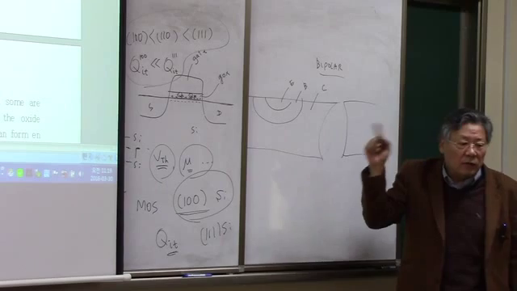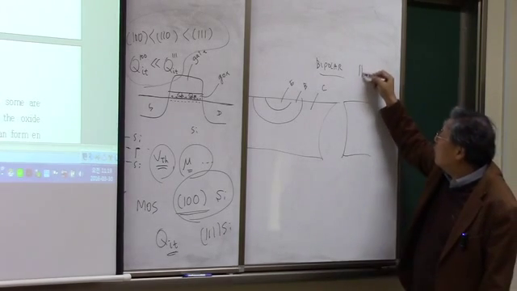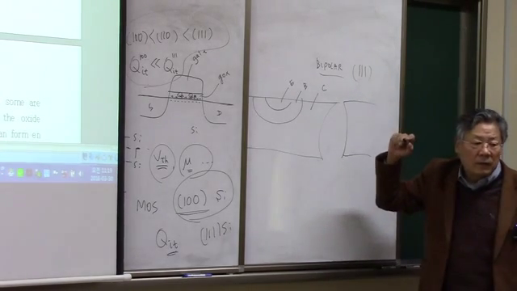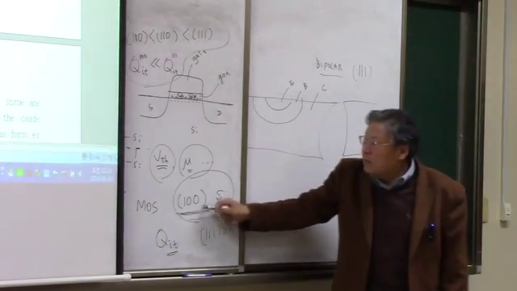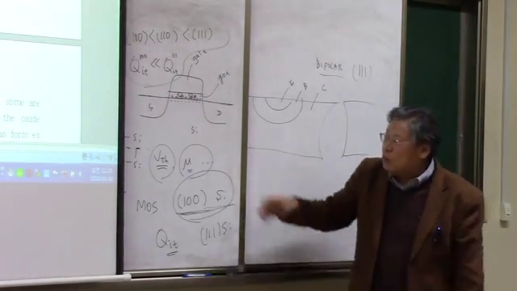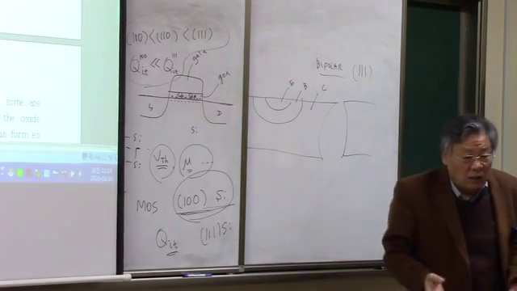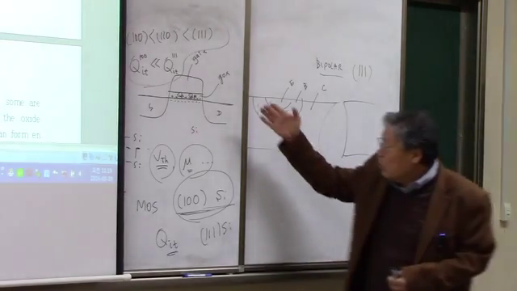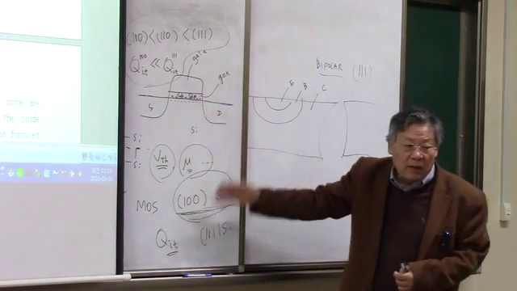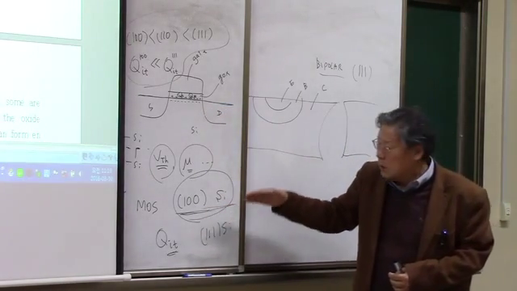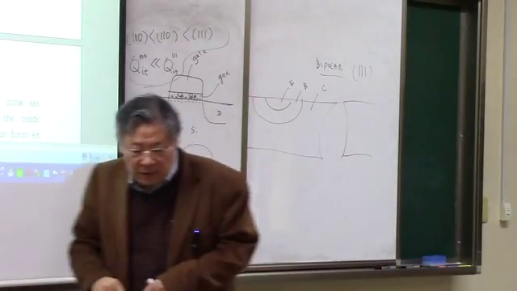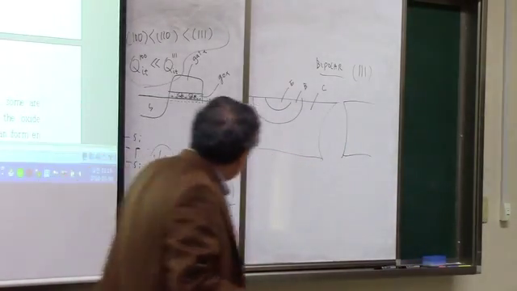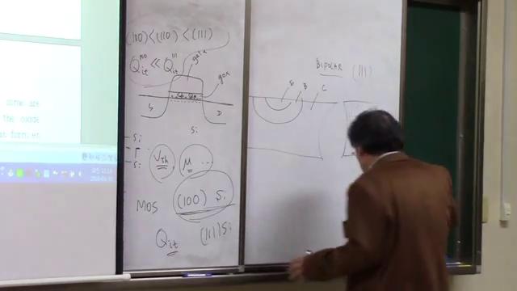So in bipolar transistors, we use the 1, 1, 1 wafer, okay? But in the MOS transistors, we do not want large interface trap charges, so we are using the 1, 0, 0 silicon wafer for the MOS transistors. And that is the reason. And this is inevitable.